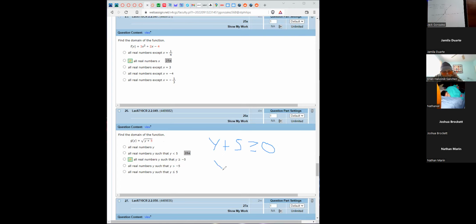So if you solve for y by subtracting 5 over here, you would get the actual answer, the domain. So y would be fine as long as it's greater than or equal to -5. So you can solve for it and get this answer anyway. It's another way to think about this. You think of the requirement and then you solve around that requirement. Does that make sense?